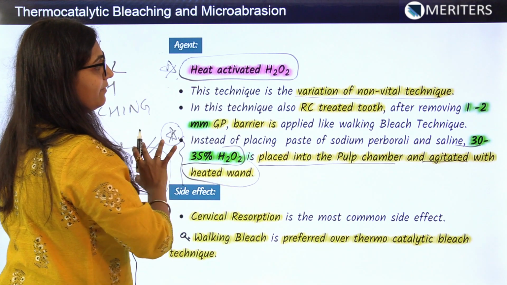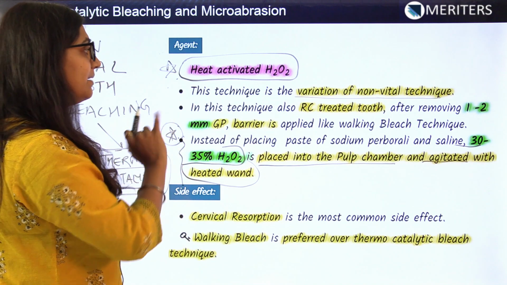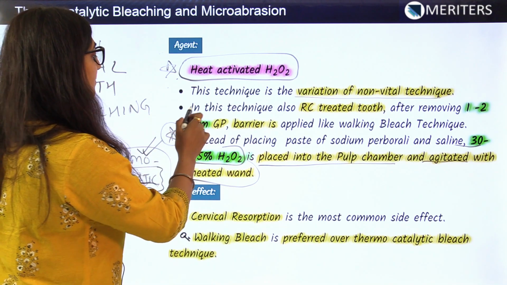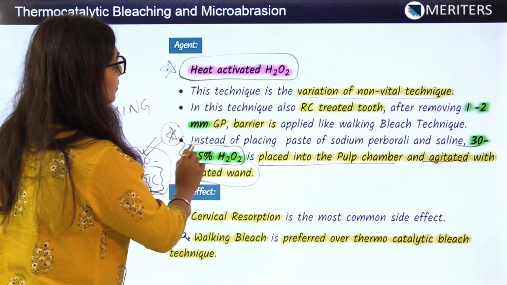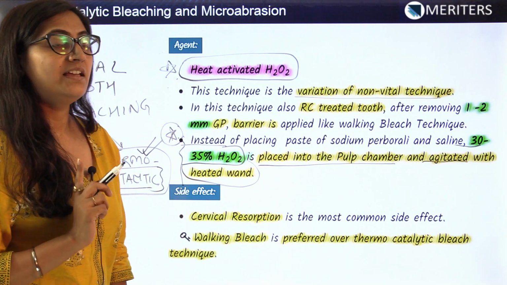The process is the same: the tooth should be root canal treated, then 1 to 2 mm of gutta percha is removed, a barrier is placed, and after placing the barrier we place the bleaching agent, which is 30 to 35% H2O2, and that bleaching agent is agitated using heat.